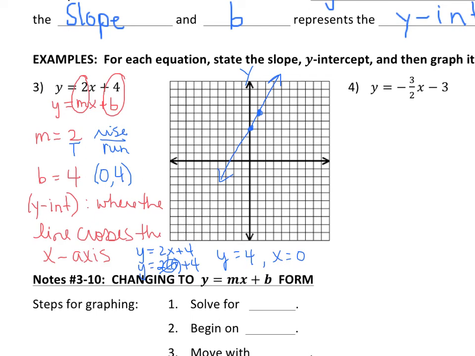So when you graph these, you're always going to start, which I say we're going to begin. Notice begin is B. So we're going to begin with the y-intercept, and then we're going to move, which is M, according to the slope to get our next point.